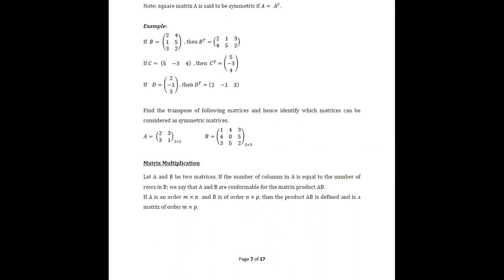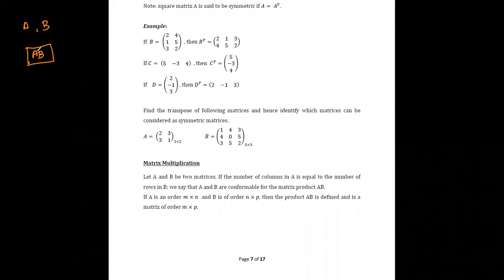Now, when we discuss matrix multiplication, there is also a condition which should be satisfied to obtain the matrix product. Let A and B be two matrices. Suppose that this is the product that you need to obtain, matrix product AB. If you are supposed to obtain the matrix product AB, then there is a condition that should be satisfied.